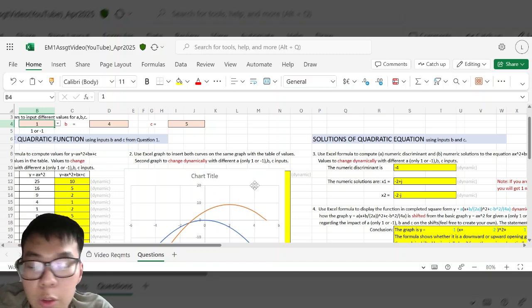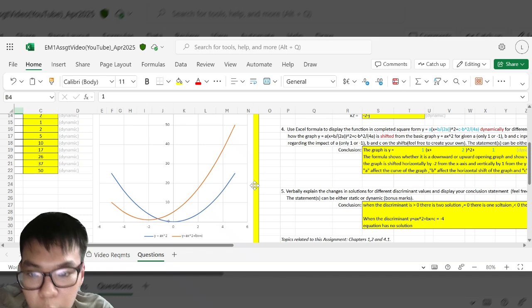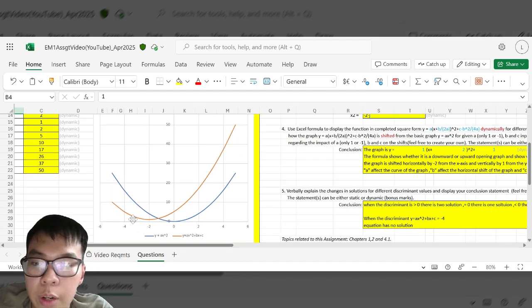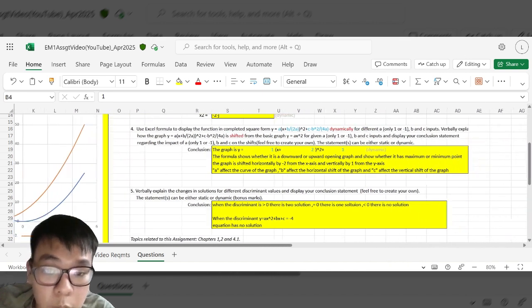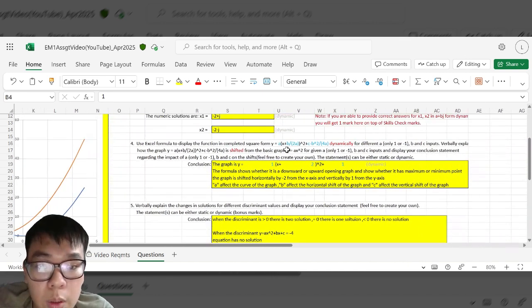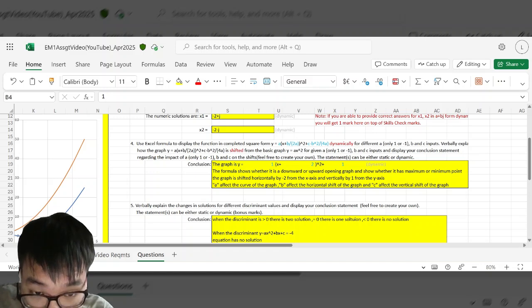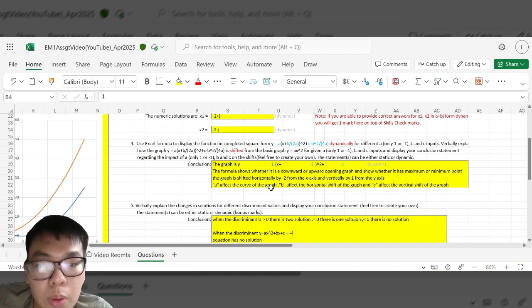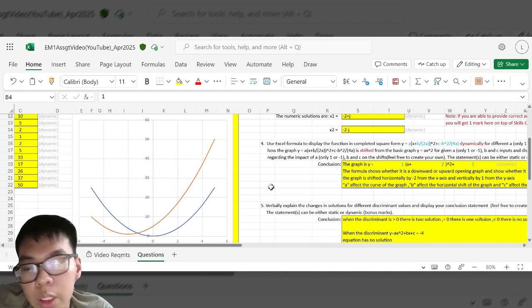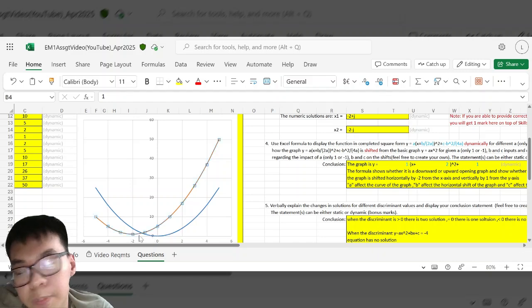But when a equals +1, both of the graphs will be an upward opening graph, which I call a happy face. So b over 2a will determine how the graph shifts horizontally. So when b over 2a is 2, the graph will shift horizontally by -2, as you can see here.